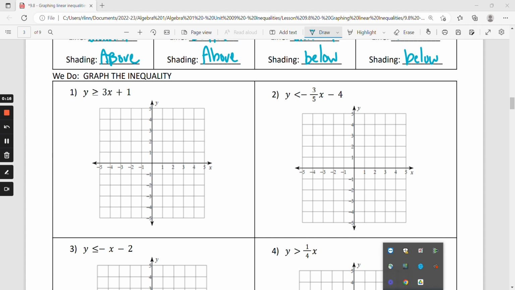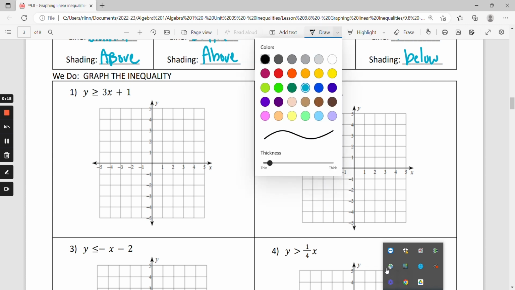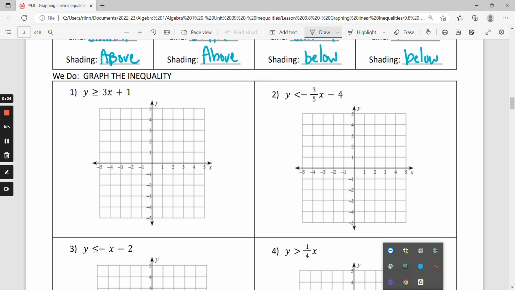So to start out, I'm going to very lightly, as light as I can on this graph, graph the line y equals 3x plus 1. I remember when I'm graphing a line, I'm going to start at my y-intercept, which is my plus 1. So I'm going to put on the y-axis plus 1. And then I'm going to use my slope. My slope is 3.